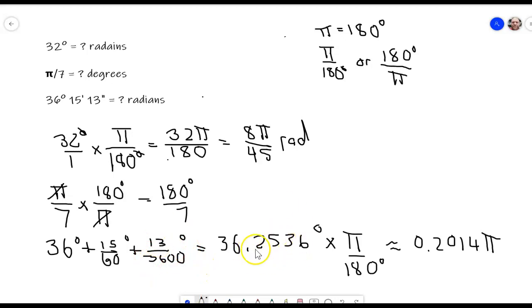This converts it into a decimal form of the degrees, and then we just use the conversion before and convert that into radians. And then if you wanted to convert it to an exact radian, then you just multiply it through by pi. But we're going to have to use some approximations along the way.